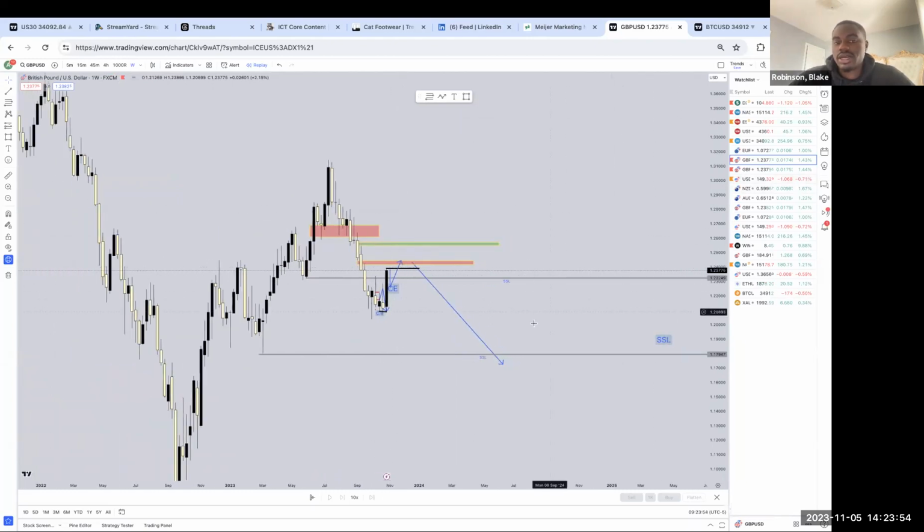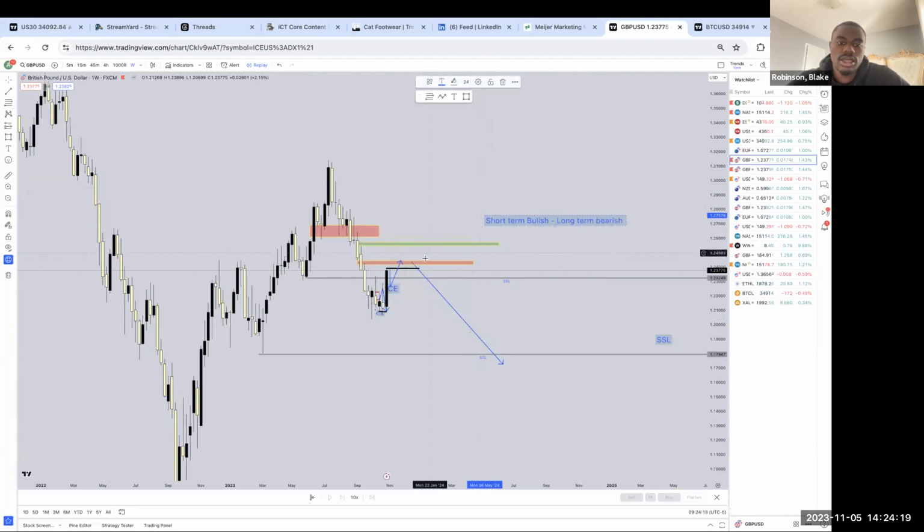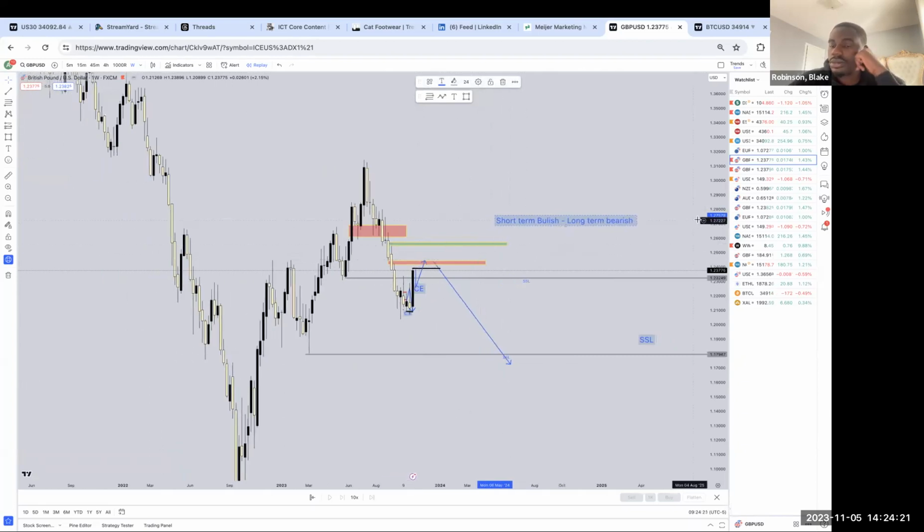That's again the same thing as EUR/USD. Short term bullish. For this week, I'm only looking for probably bullish setups, but long term, still bearish until we get to our targets.